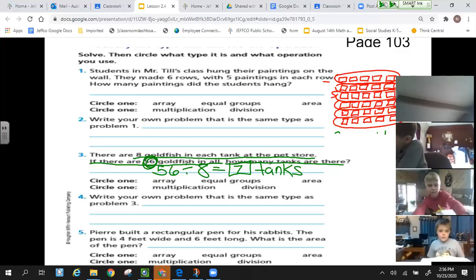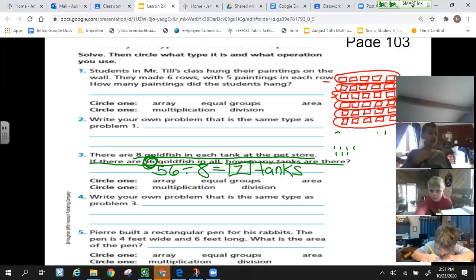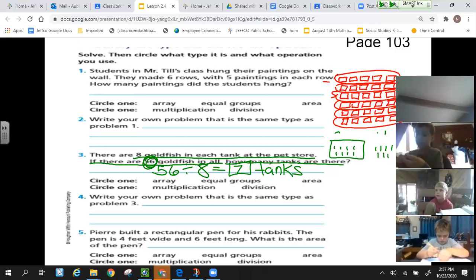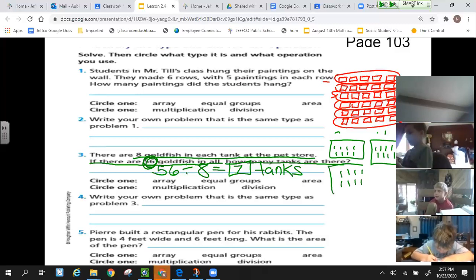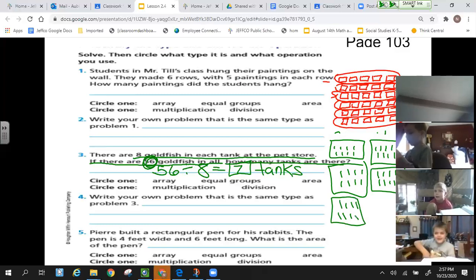So if we could picture this, we had to take groups of 8. 1, 2, 3, 4, 5, 6, 7, 8. That's 1 tank. 1, 2, 3, 4, 5, 6, 7, 8. That's 2 tanks. 1, 2, 3, 4, 5, 6, 7, 8. 3 tanks. 4 tanks. And just keep going, right? Until I got to 56.